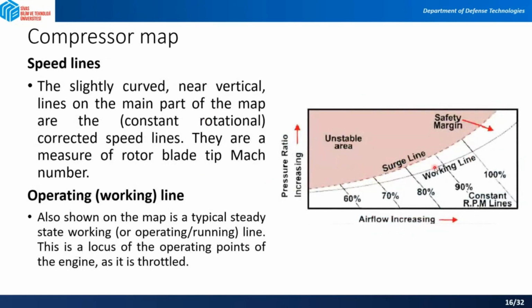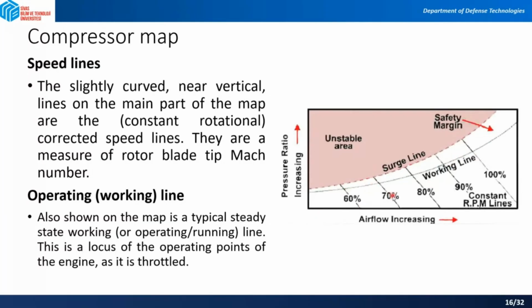And we said that we have speed lines. So those RPM lines, near vertical lines on the main part of the map, are the constant rotational corrected speed lines. We said they are a measure of rotor blade tip Mach number. So at each rotation, you have at the tip of the blade some Mach number, and these are a kind of measure of that Mach number.